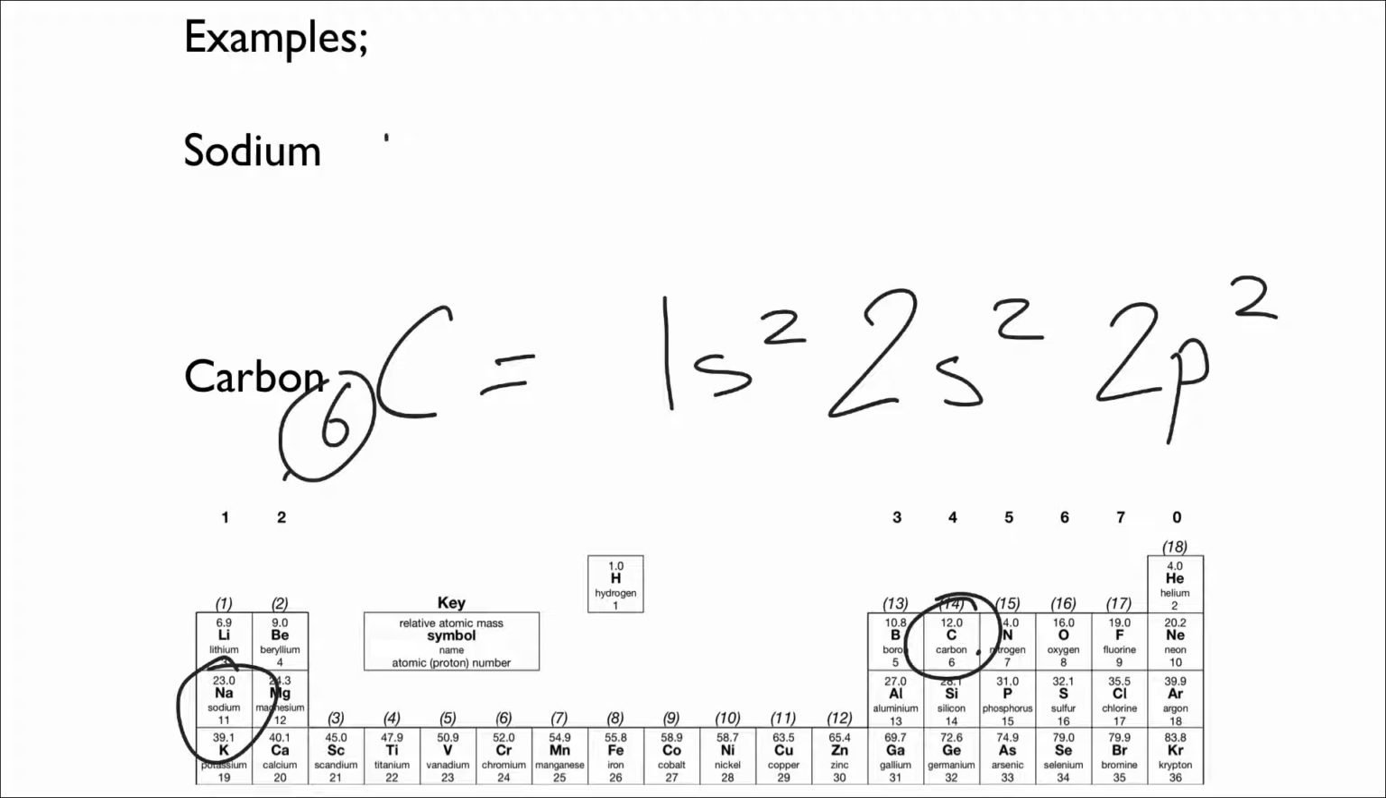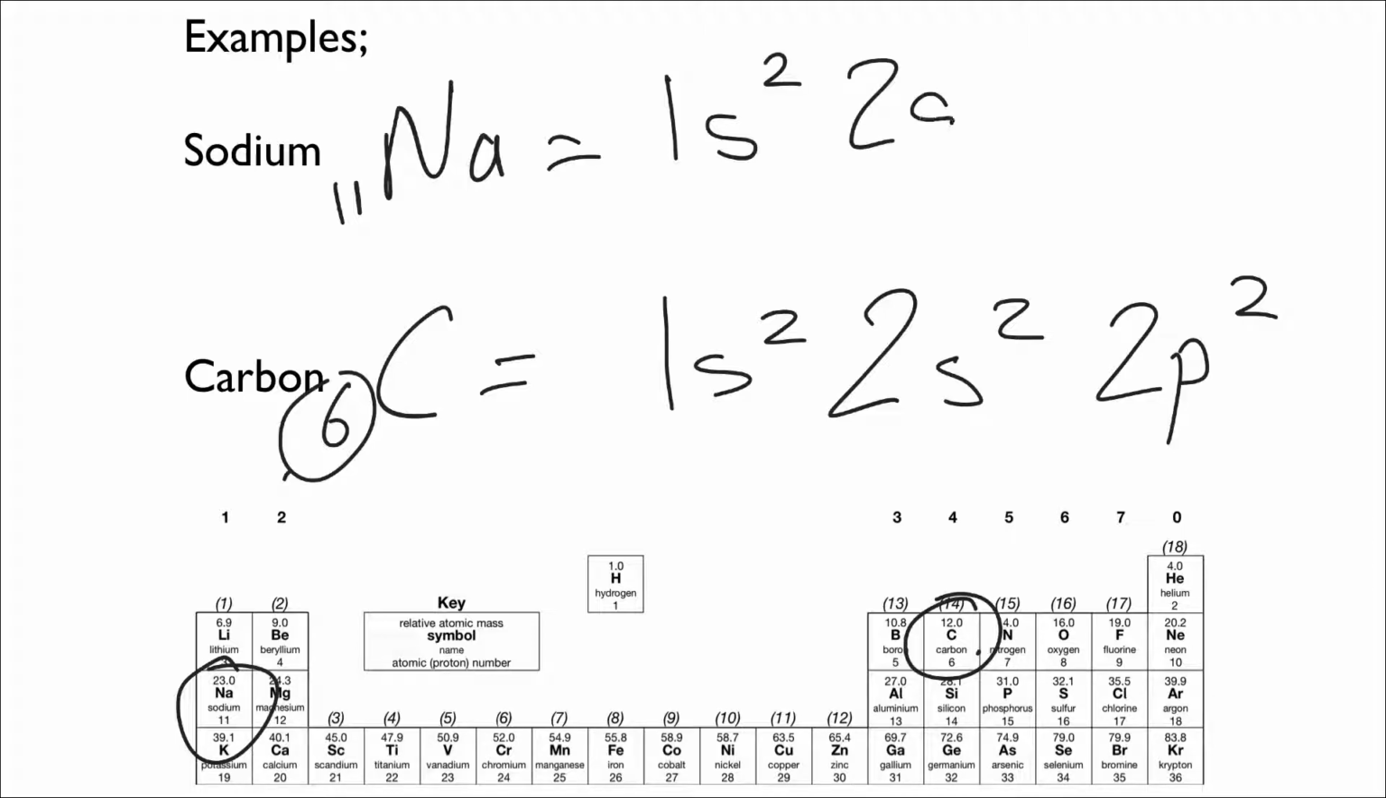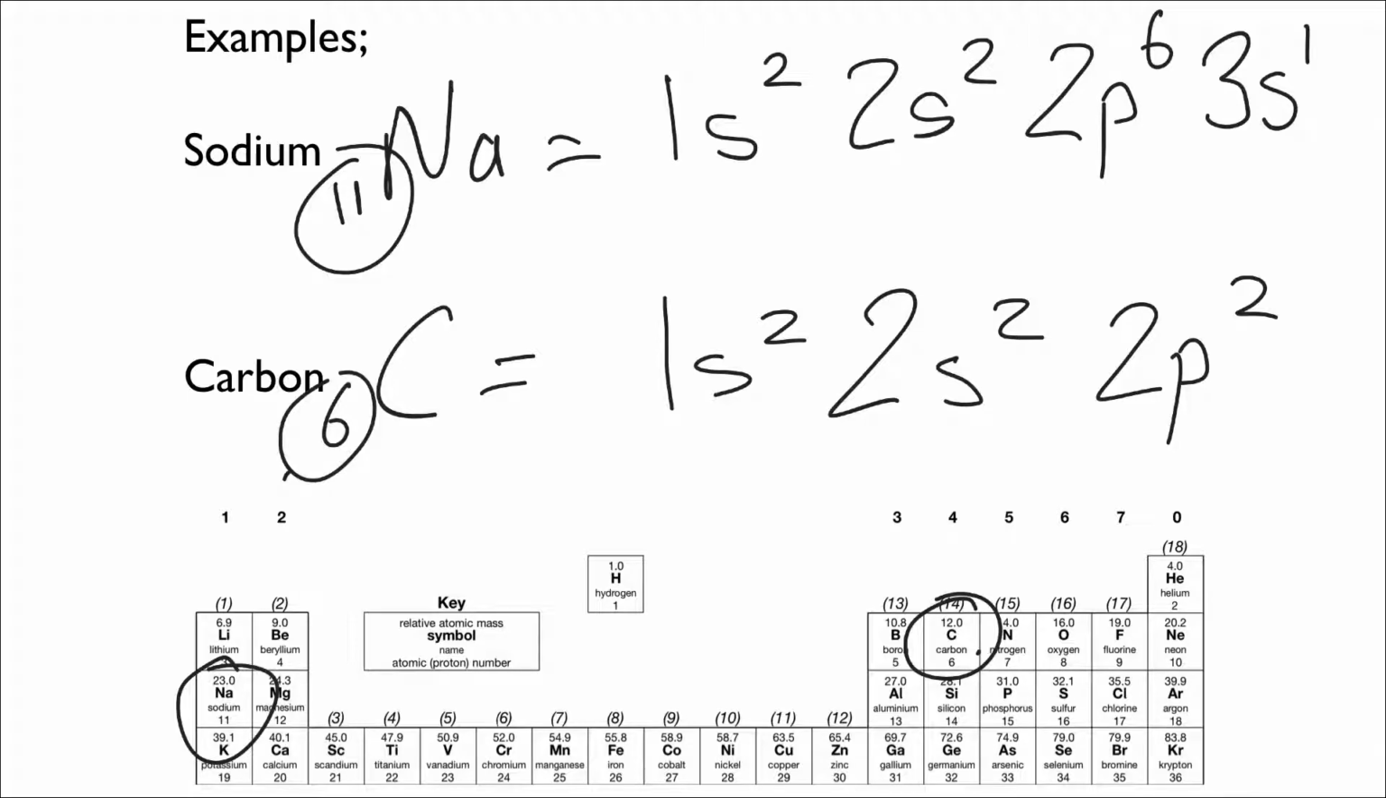Sodium has got 11 electrons, so that is arranged 1s2, 2s2, 2p6, so we're up to 10 so far. The second main shell only holds S and P electrons, so now we go to the third main shell and it's the S subshell and it's 1. So that gives us 2 plus 2 plus 6 plus 1, which is 11. Okay, and that is the electron configuration for sodium, and this is the electron configuration for carbon.